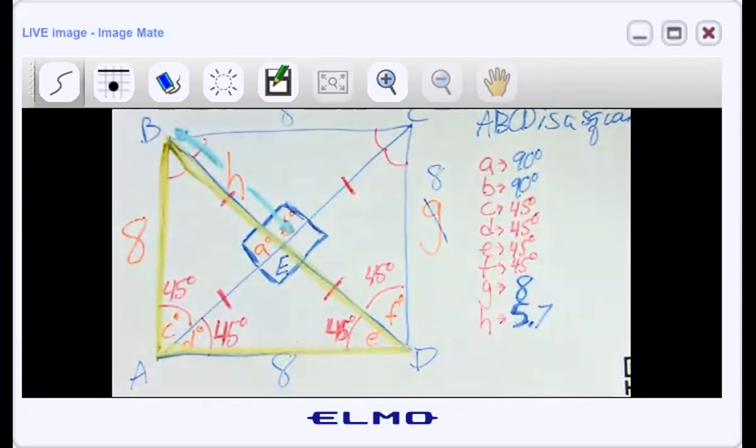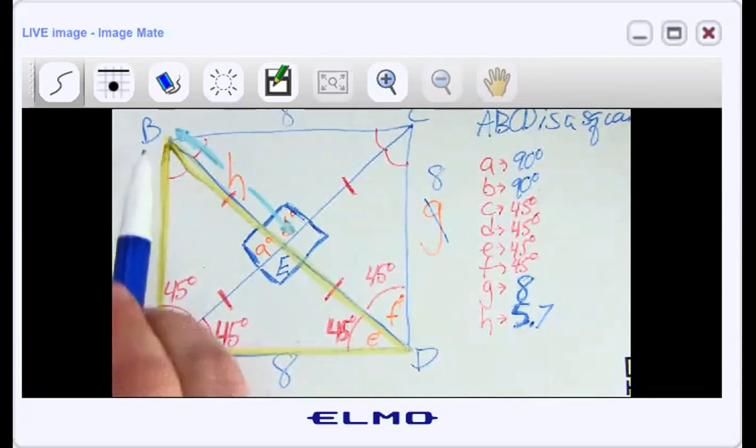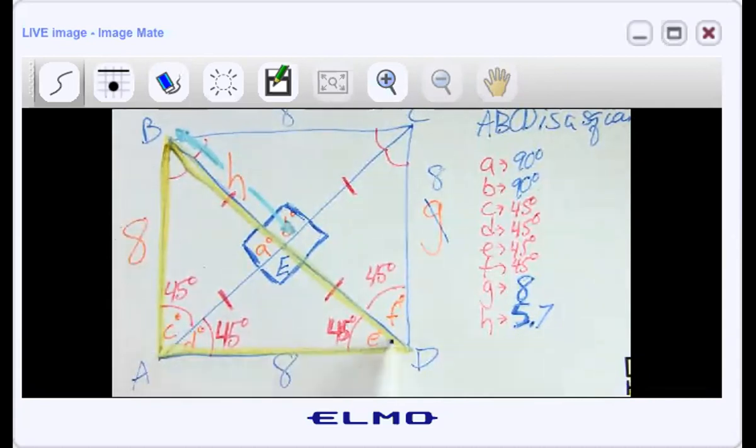5.7. So let's talk about this. H is, look at this triangle that I highlighted in yellow. What kind of a triangle is it? Well, look over here. You have two 45s. That means that's a 90-degree angle right there. And you have these two sides that are 8 and 8.